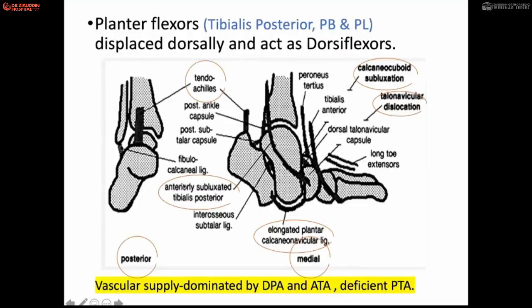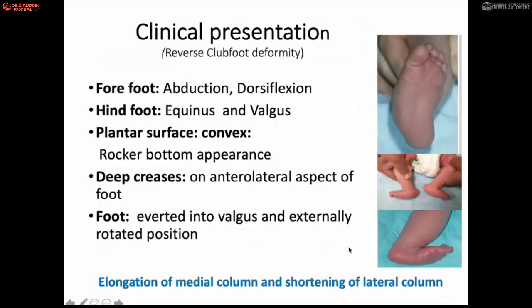Here I can show the posterior and medial surface of the foot, where you will find the Achilles tendon is shortened, the tibialis posterior is anteriorly subluxated, and the peroneus tertius and the peronei are contracted, while they are lengthened on the medial side. The vascular supply is dominated by the dorsalis pedis and anterior tibial artery, whereas the posterior tibial artery is deficient.